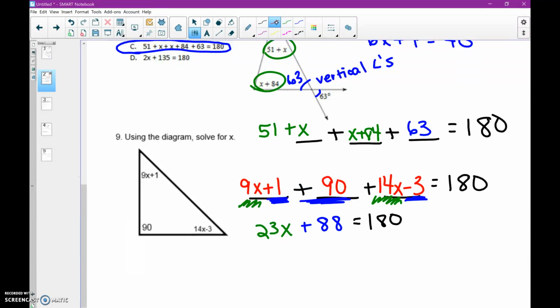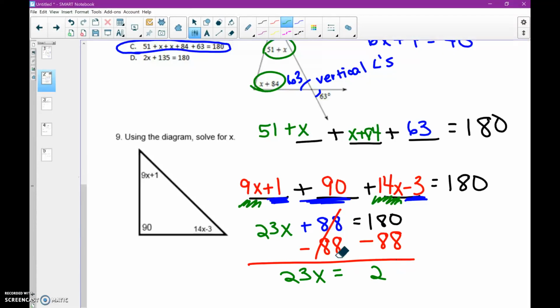Next, let's start by getting x by itself. I don't want to deal with the thing that's directly attached to x quite yet. So let's move the 88 over. Now we're left with 23x equals 92. Had to do a little mental math there.